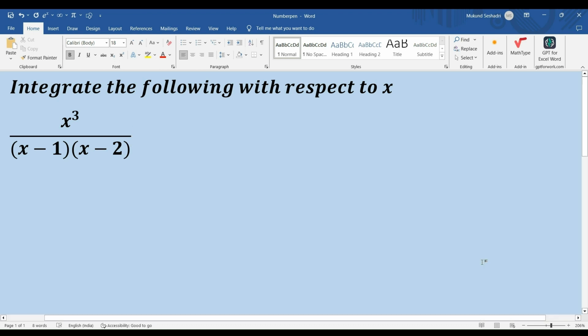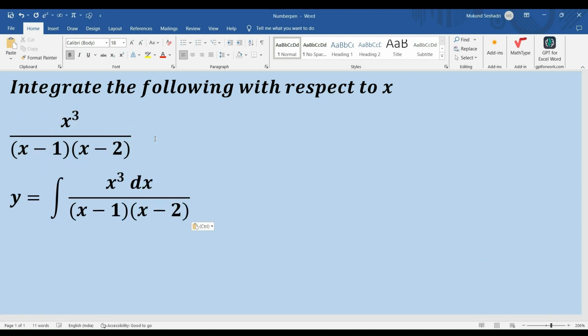So there we have the problem on the screen. Integrate the following with respect to x. We have x cubed by x minus 1 into x minus 2, right? So what we've been given is dy by dx and we've been asked to find y. So my y is nothing but the integral of the given expression, right? So I have the integral of x cubed dx divided by x minus 1 into x minus 2.